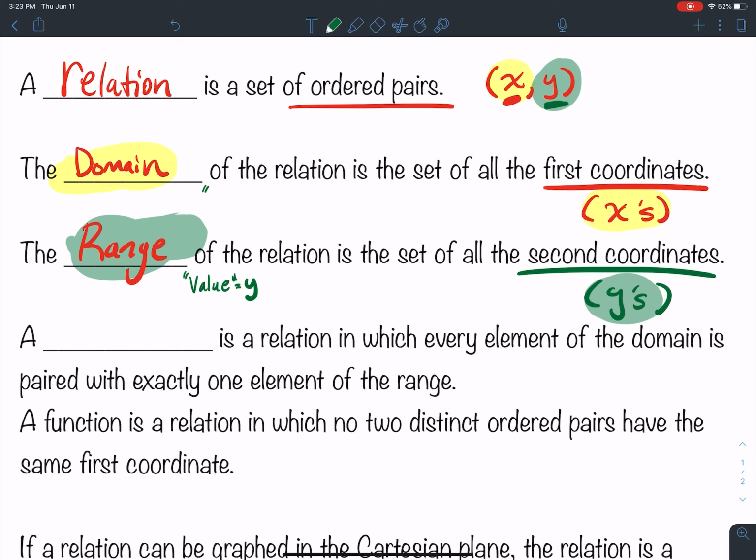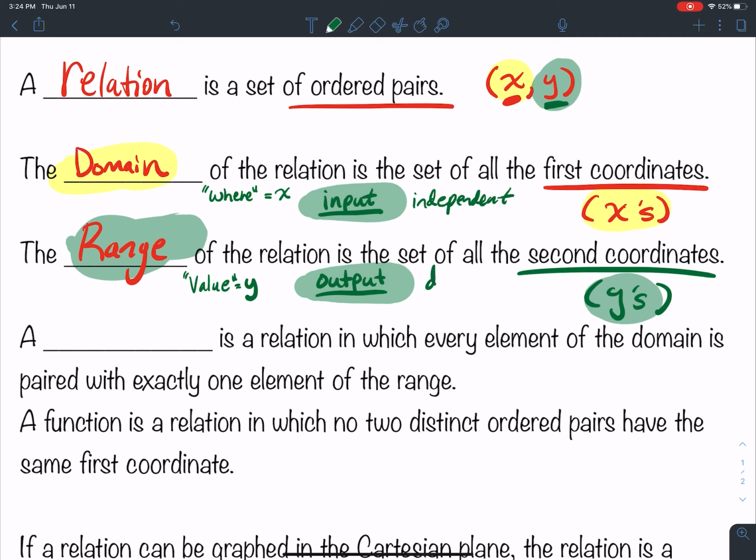The x is thought of as the where. So where is it? It's the location. This is the input and this is the output. The range is the output. I plug in a value x and it outputs a value y. So it's independent versus dependent.